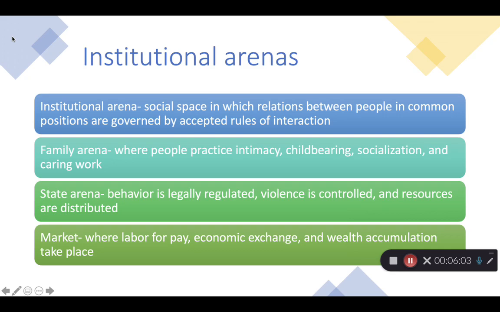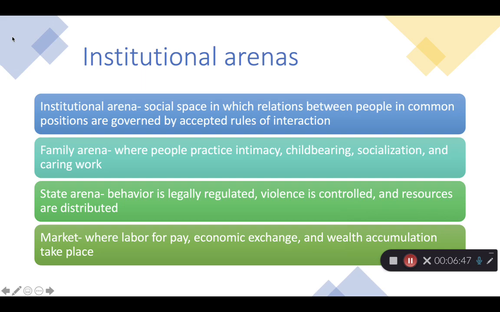Then you have the state arena, and this is the idea that the family exists, again, in a society consisting of institutions of not only economics, but also a government. And so our government regulates the family. It regulates the legalization of marriage, the legalization of adoption, for example. It has a role in controlling violence. For example, the government will step in in cases of child abuse or domestic abuse, things along those lines. It influences how resources are distributed, because the government sets things like tax rates and cuts for families and all these other factors that have to be considered.